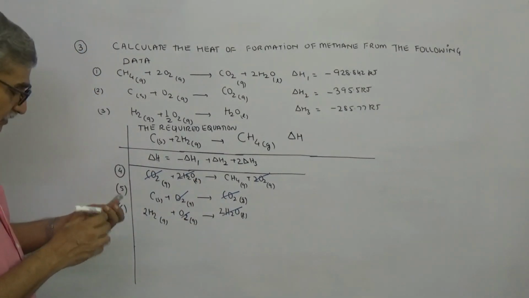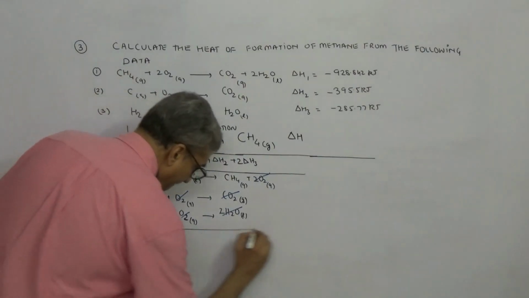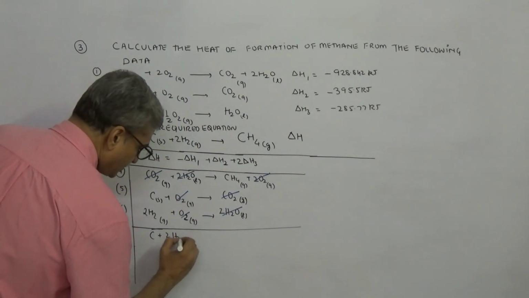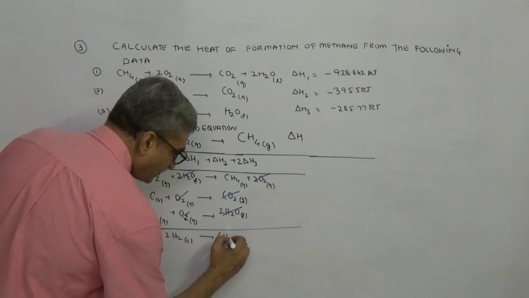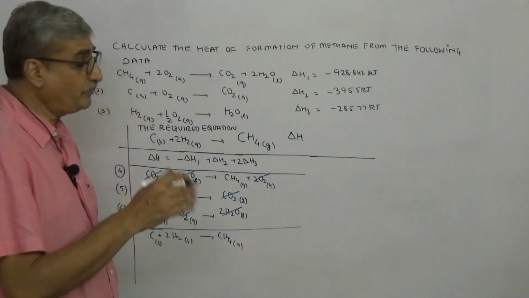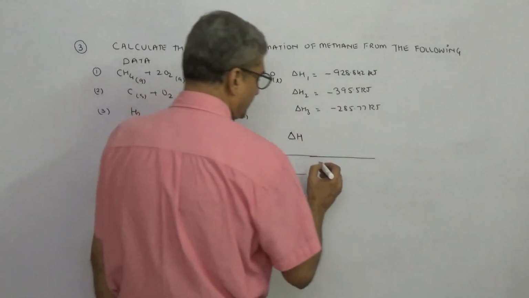So what is left out of all this? You have C plus 2H2 forms CH4. That's the required equation. So now we do the same mathematical operations. So what do we have?